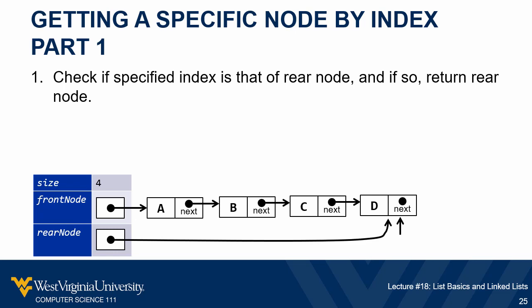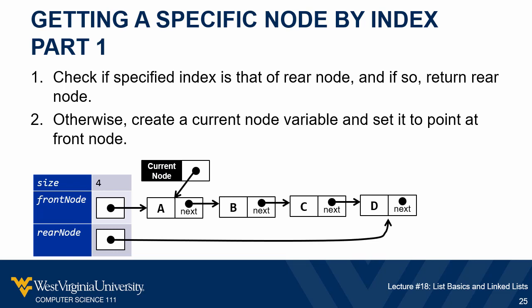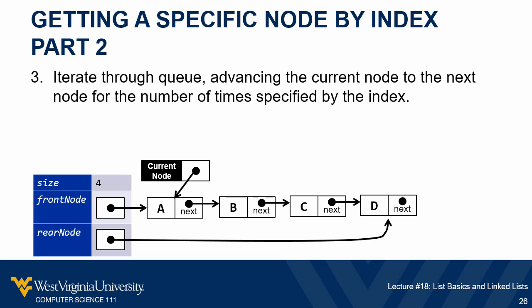Assuming that we're looking for some other node, what we're going to have to do is create a current node variable to keep track of our place as we iterate through our chain of nodes. And we'll initially set it to start at the front node. We're going to want to look at the index because that's going to tell us how many times we have to advance our current node variable to the next node in the chain. So for example, if I'm looking for index 0, I'm going to advance 0 times, which means current node is going to just stop at where it started, the front node.